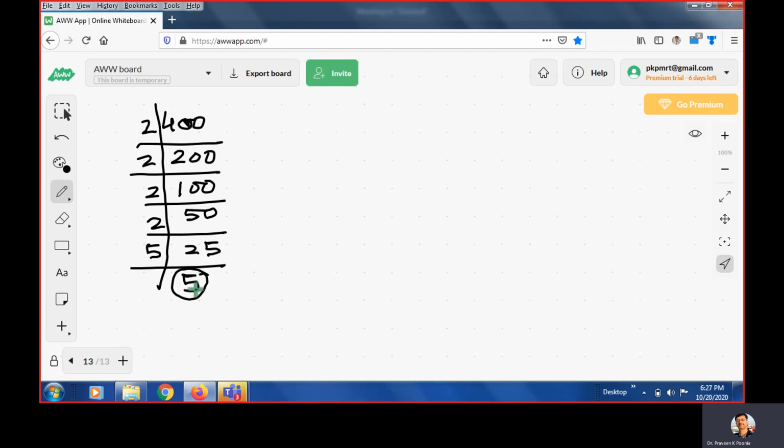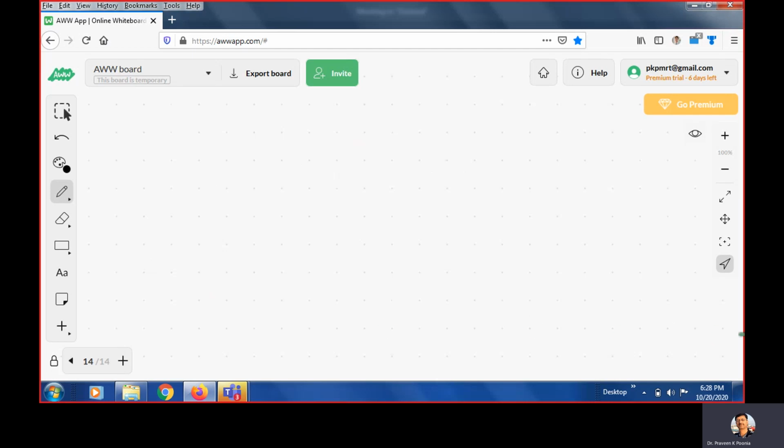So this is a prime number. Stop. So what are the prime factors of 400? It is 2 times 2 times 2 times 2 times 5 times 5. These are the prime factors. So this is the way how to find the prime factors of a number. Now the last topic in this slide, we will learn the divisibility principle.